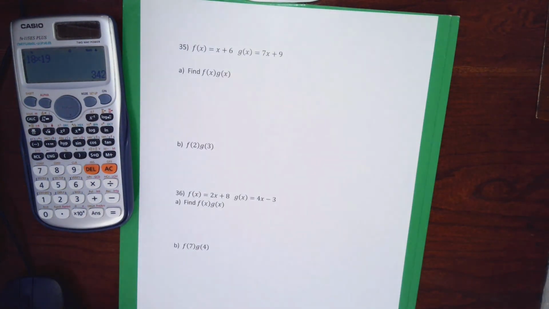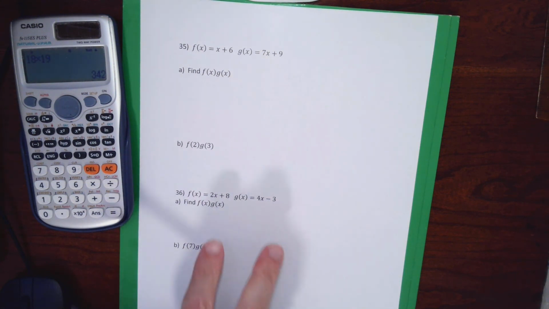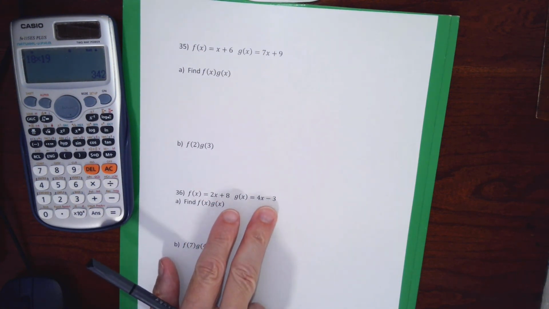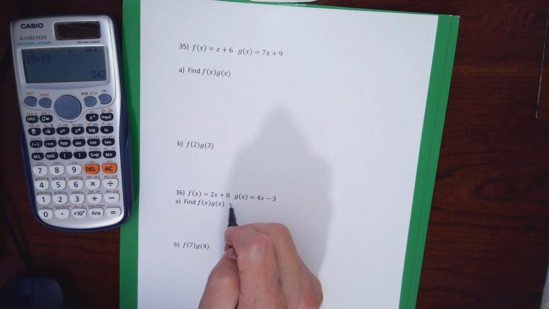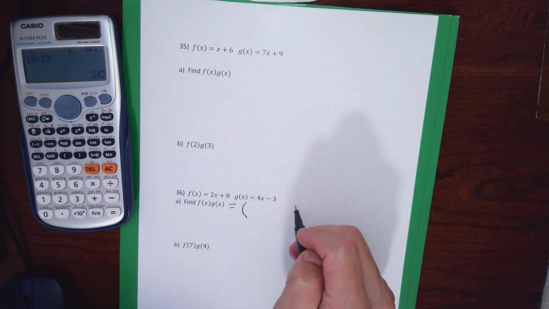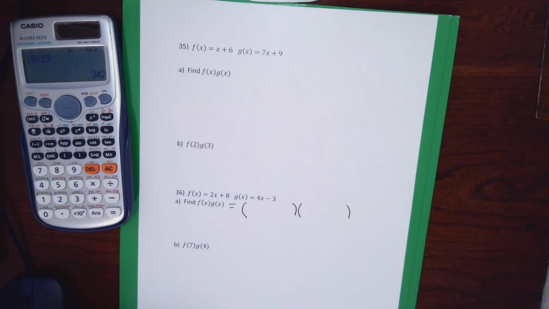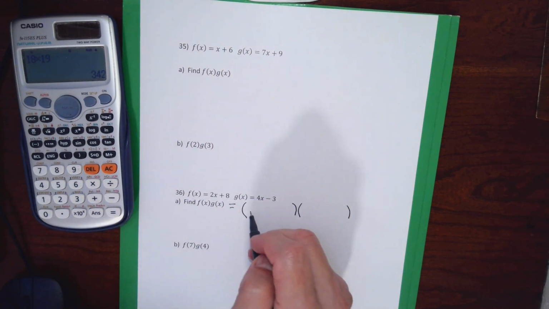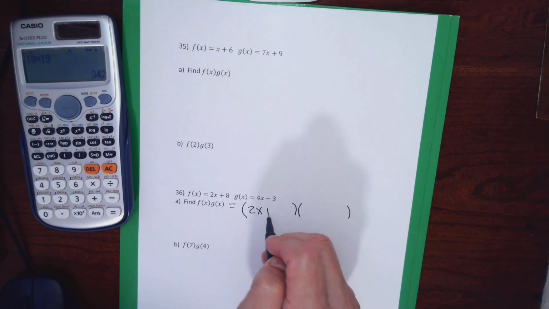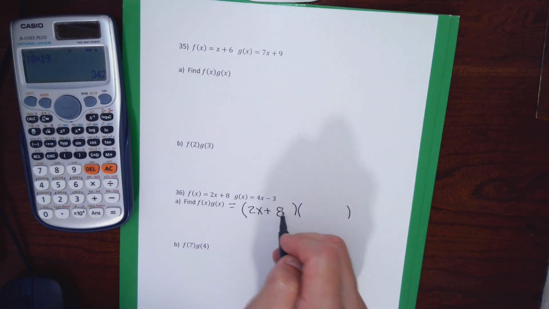Problems 35 and 36 give us exactly these questions. They give us a function called f of x, a function called g of x, and in part A, they asked me to find f of x times g of x. To find f of x times g of x in problem 36a, I'm going to create two parentheses with no sign between because multiplication doesn't need a sign.